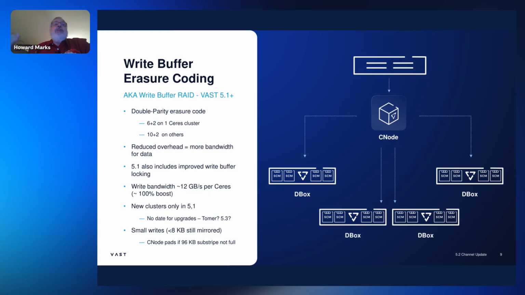And so we generally release things as updates, a release or two after they appear for new clusters, so that we have time to work the bugs out of the basic feature before adding that additional complexity. Note that even with write buffer erasure coding enabled, if you're doing small writes, those are simply mirrored, and the C nodes will pad the erasure code stripes when in periods of low writes so that they don't add excessive latency.